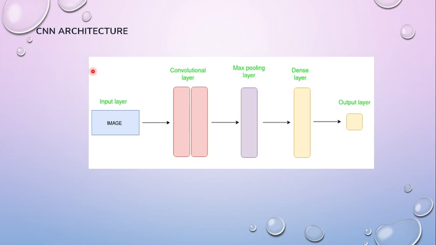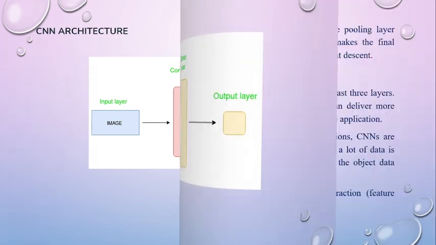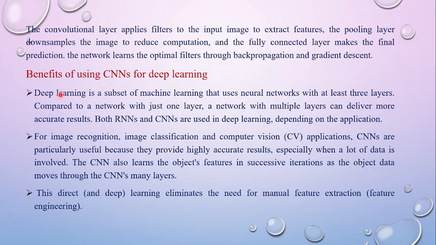Another thing about the CNN: you have to know about this architecture. And now, the benefits. What are the benefits we can underline here? As we said, it's a subset of machine learning. It uses neural networks with at least 3 layers, compared to a network with just one layer.